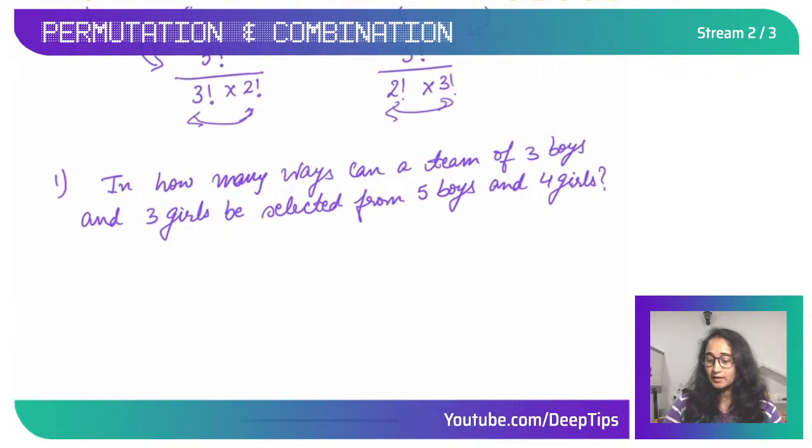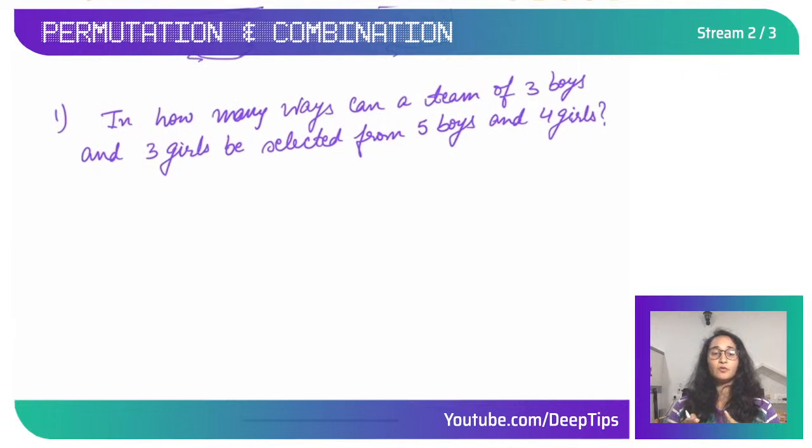Okay, so I hope I have given you enough time to think about how to do this question. In how many ways can a team of 3 boys and 3 girls be selected from 5 boys and 4 girls? Now here, if you look at this question, first of all, children will think whether it is permutation or combination, right? Now in this topic, as I have told you initially, we are doing questions on combination, but I still want you to stress how to go about it.